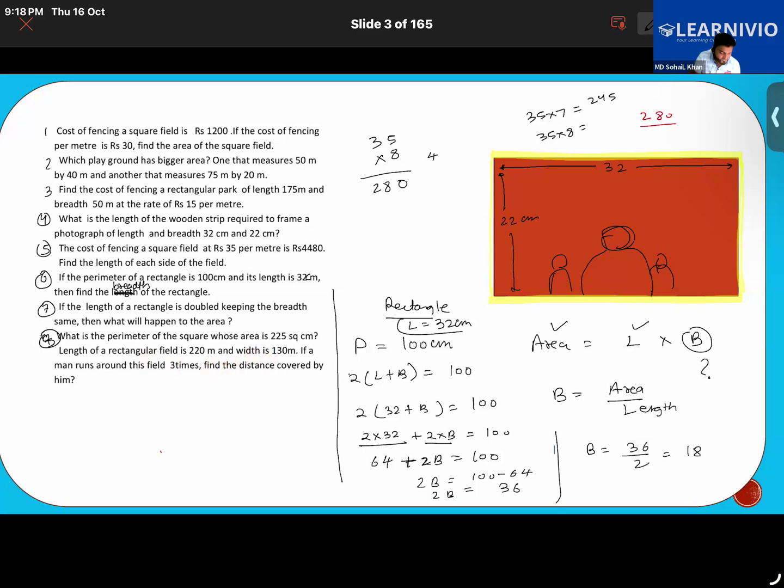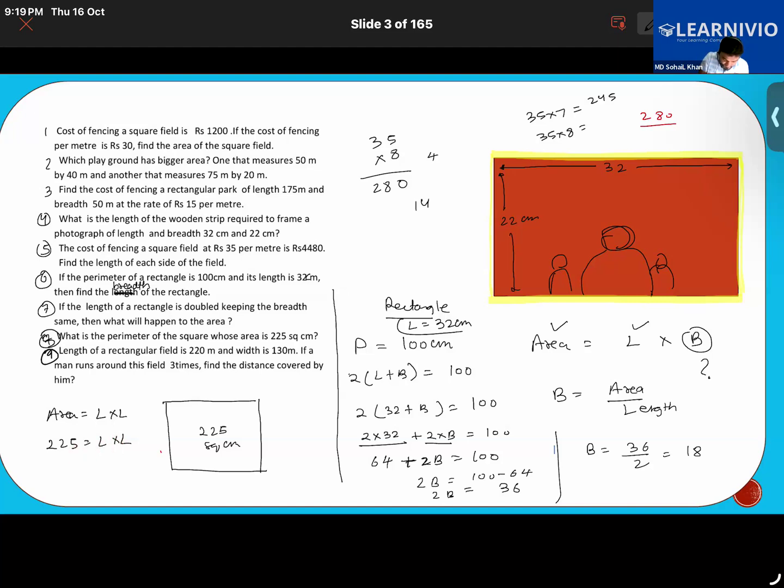This is question number 9, by the way. Different question. What is the perimeter of the square whose area is given? So area is given as 225 square centimeter. Area, as you know, is equal to length into length, right? So here 225 is given. So what number must be multiplied with itself to give you 225?